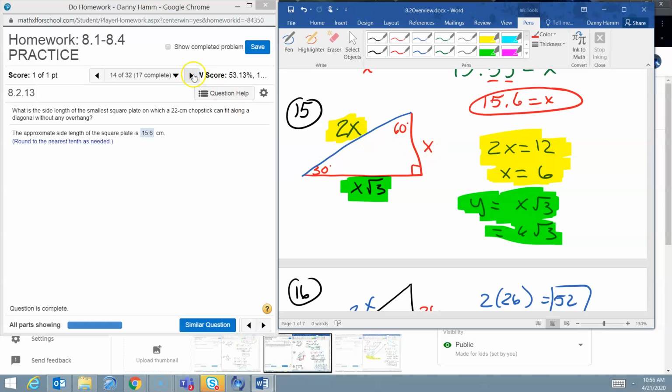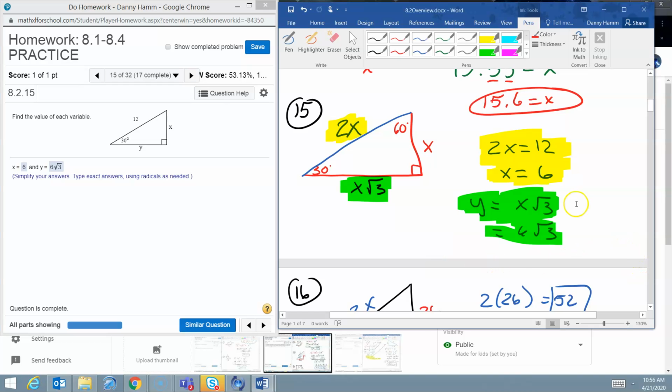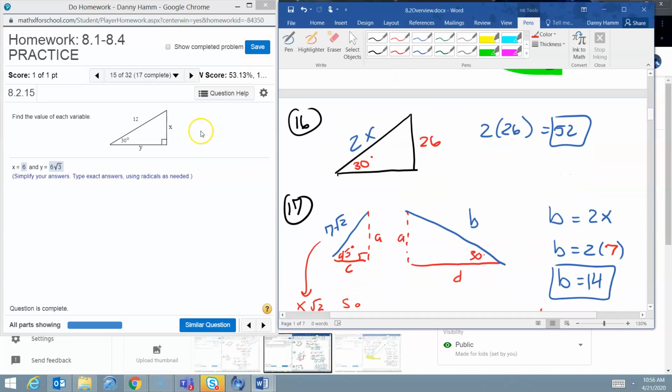So in the given triangle that we're looking at here for number 15, I'm given that the hypotenuse is 12. So I simply set 2x equal to 12. I get x is 6. And since I know x is 6, then I can figure out what y is. That is simply my value of x times root 3. And we're done. Moving on to 16.